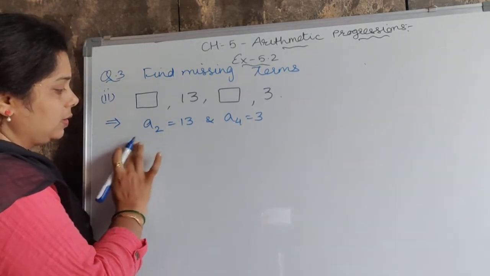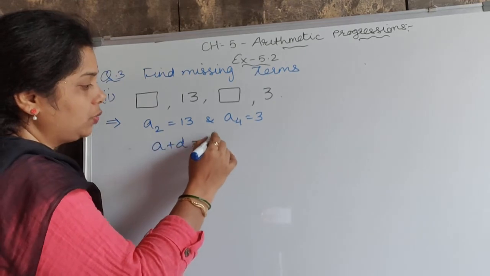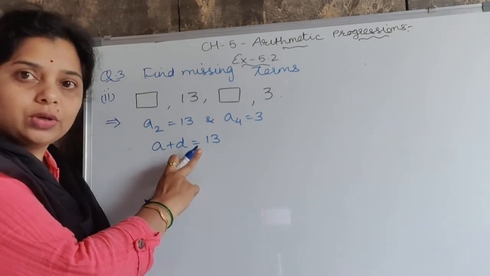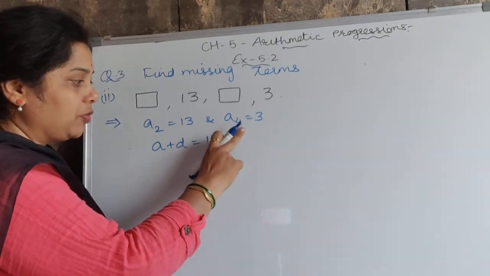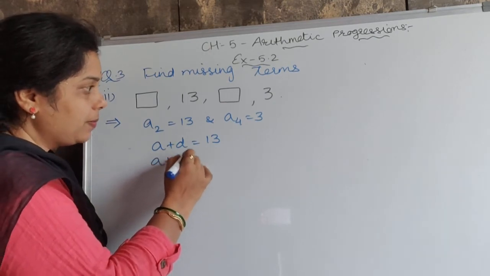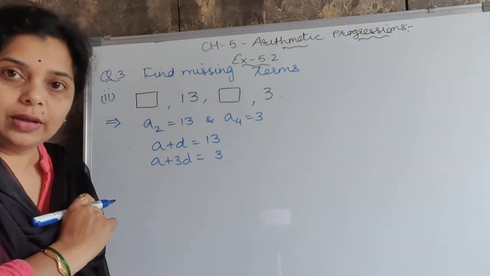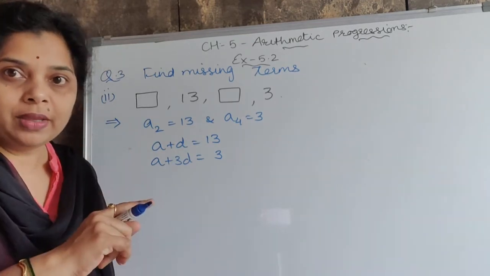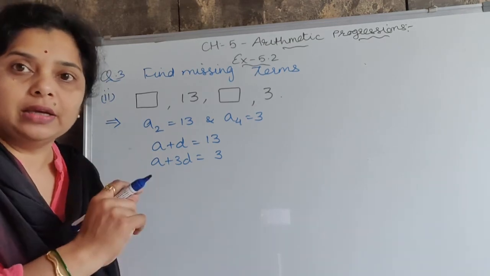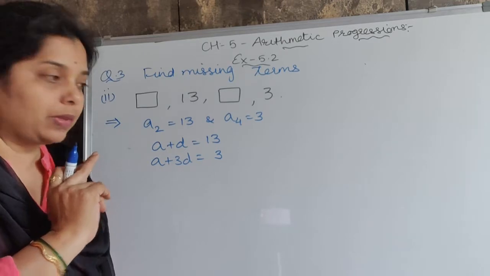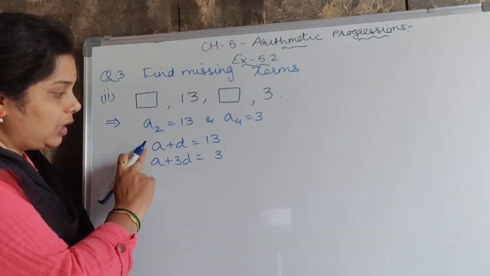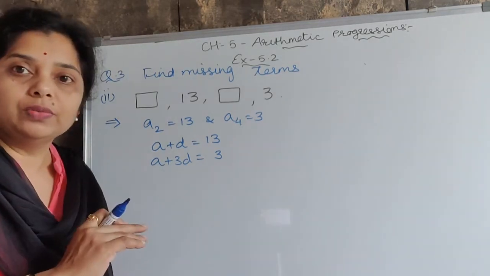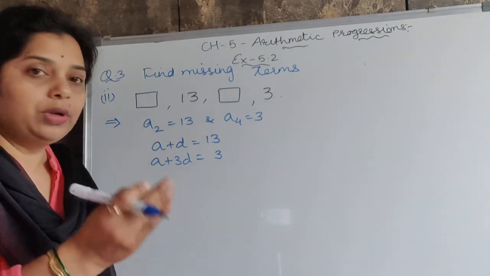So can I write that A plus D is equal to 13? Instead of A2, if I write A plus D is equal to 13, is it okay? Yes. Now instead of A4, can I write A plus 3D is equal to 3? Yes. Okay. Why do we do this? Because we want value D and A. Without value A and D, we can't find out any term. So by this way, we use A plus D is equal to 13 and A plus 3D is equal to 3.